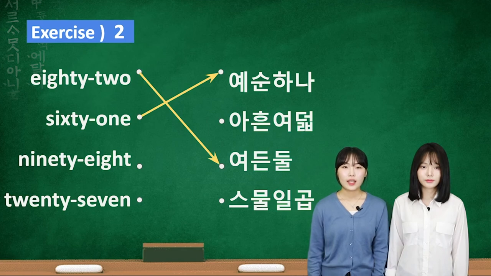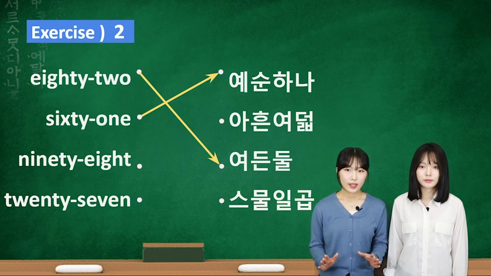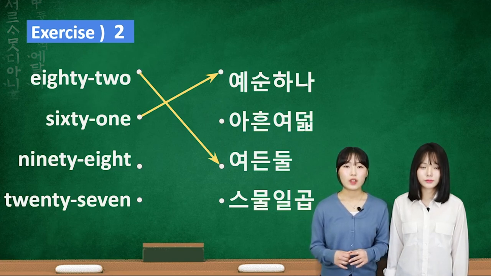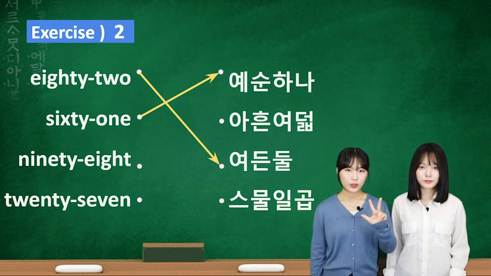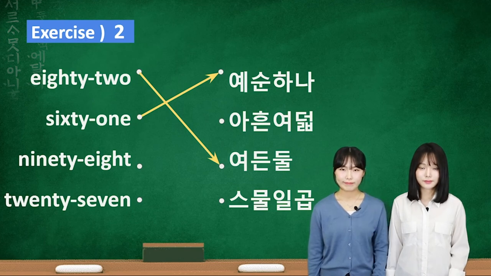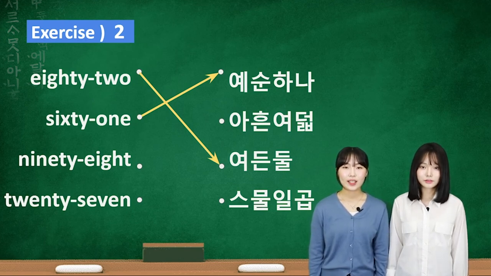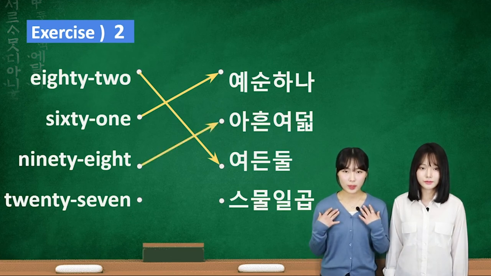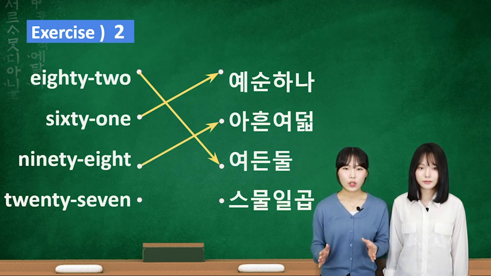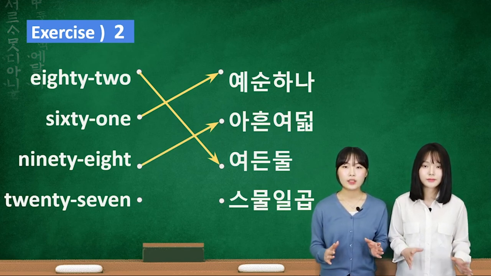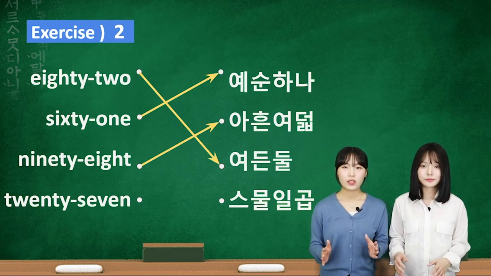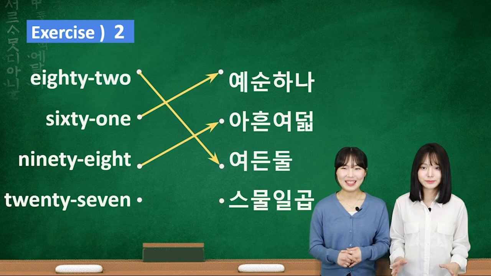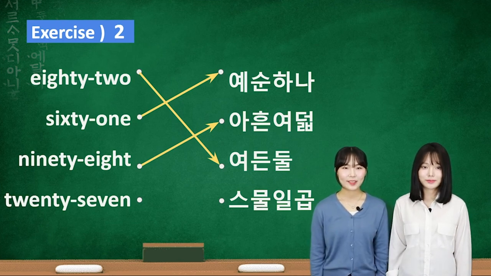Third, 98. Which is the correct Hangul number? 5, 4, 3, 2, 1. Yes, the correct answer is second. Please repeat after me. 아흔여덟. Very good. Next. Fourth.